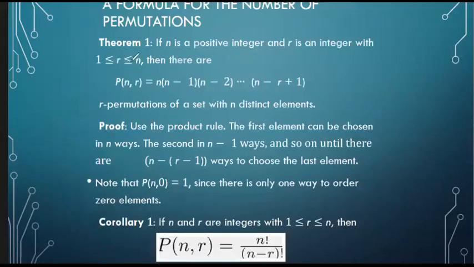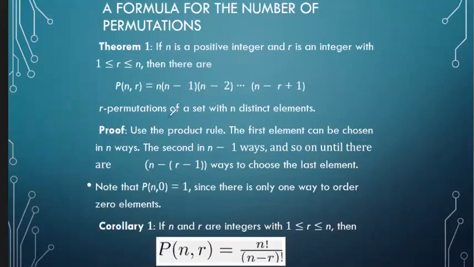So the formula for the number of permutations will be, if n is a positive integer and r is an integer which lies between 1 and n, then n into n minus 1 into n minus 2 and so on up to n minus r plus 1. I have even shown you this with the help of an example. And then we have the nPr formula, n factorial by n minus r factorial.